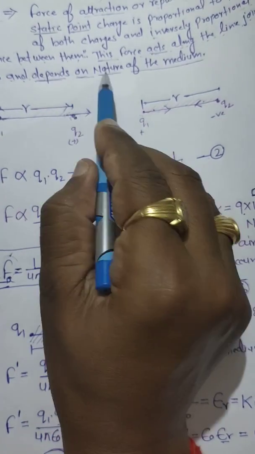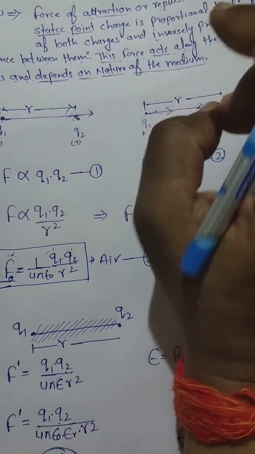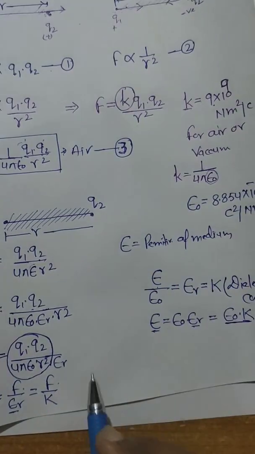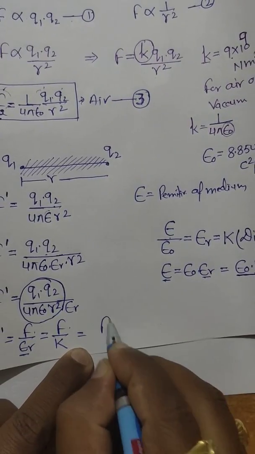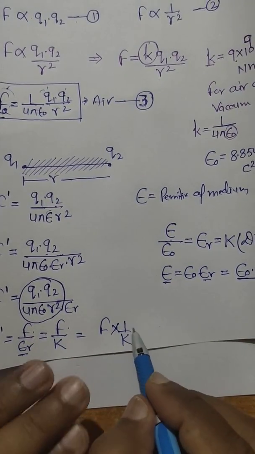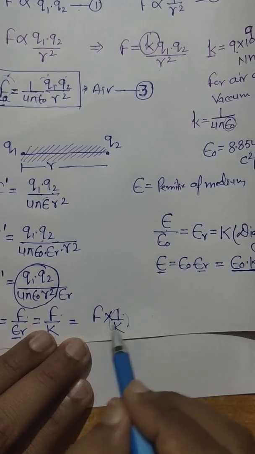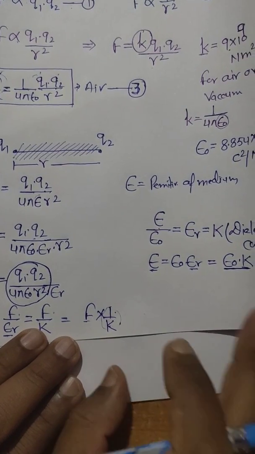Now we can say the force can be changed by medium. The meaning of this line is the force depends on the nature of the medium. When we insert a medium, the force of attraction or repulsion between charges is reduced by the term F into 1 upon K times. That means the force between two charges is reduced to 1 upon K times by inserting a medium between them.